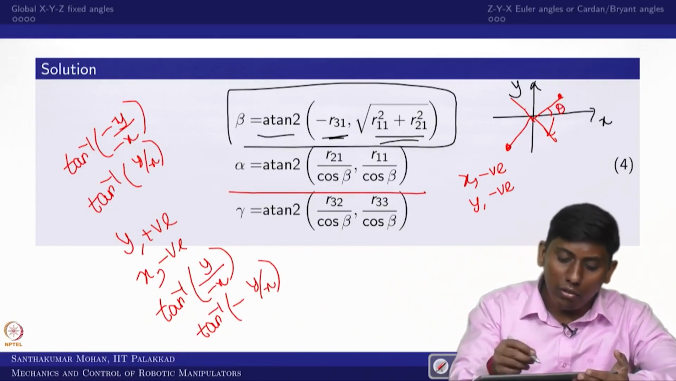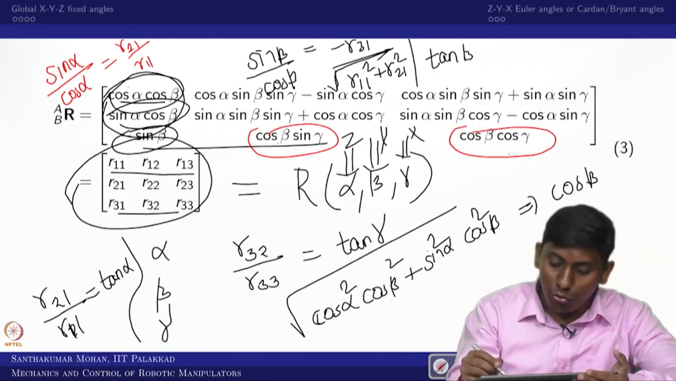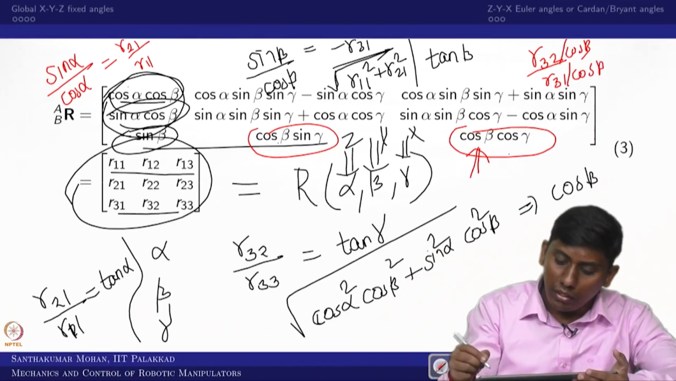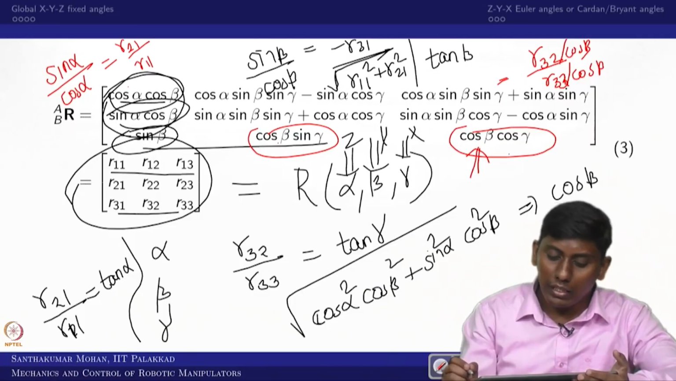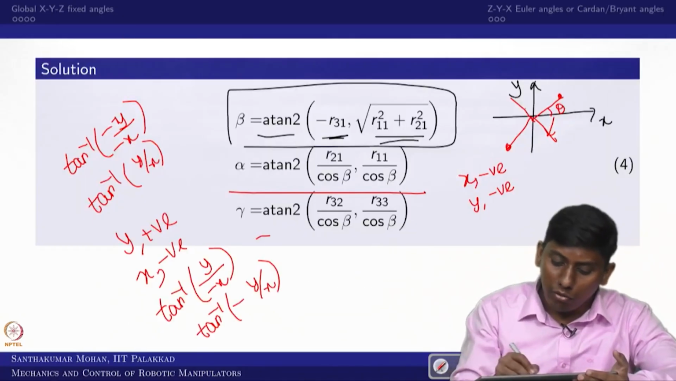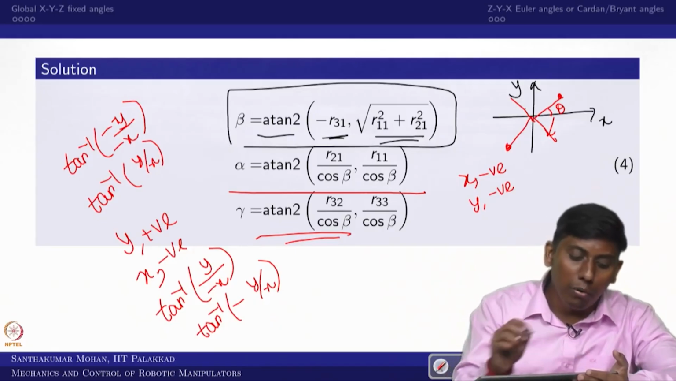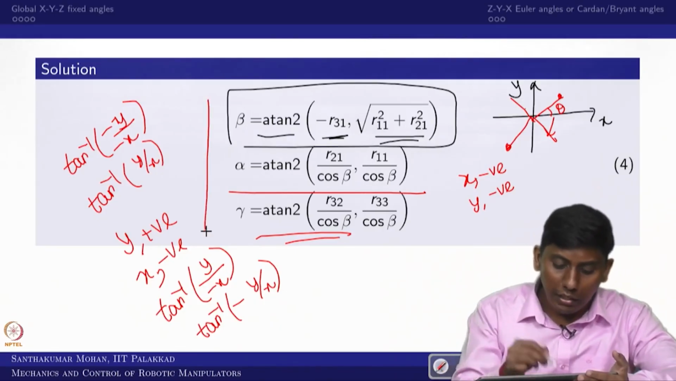In a similar way, you can take these two equations and substitute once you know the cos beta. Then you can take r32 divided by r33, whole divided by cos beta. That would be equivalent to tan gamma. Then you can find it. This is the way we can find the angles for the global xyz, which we call the Wrinkle angle.